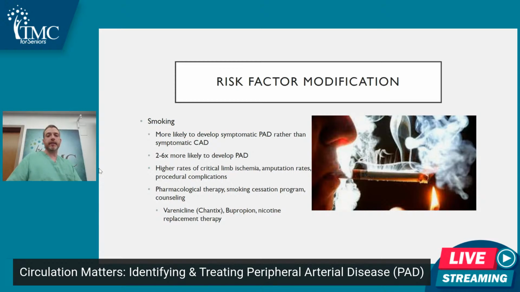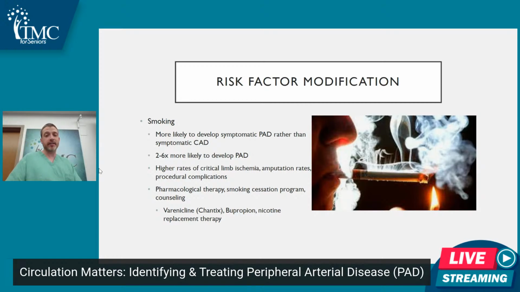You're more likely to develop symptomatic peripheral arterial disease rather than symptomatic coronary artery disease, or things like angina, chest pain related to blockages in the blood vessels of the heart. You're also 2 to 6 times more likely to develop peripheral arterial disease than anybody who doesn't smoke. So it really significantly increases the chances that an individual gets it.